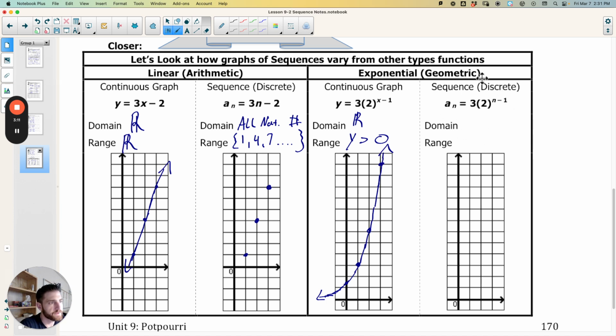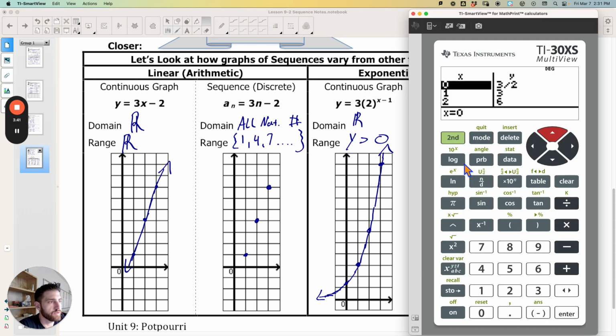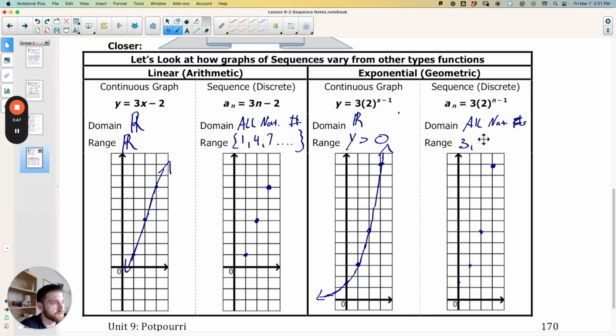But with this one, this is a sequence. So you're going to plot the same points that you had. That was 1, 3, and then 2, 6, and then 3 up here at 12. But we do not connect the dots. So now our domain changes to all natural numbers. But the range is going to be whatever the output is. Look at your table here. It's going to be 3, 6, 12 from wherever you start. Okay, so 3, 6, 12, and then it'd be 24, etc. You can see that on here to infinity.